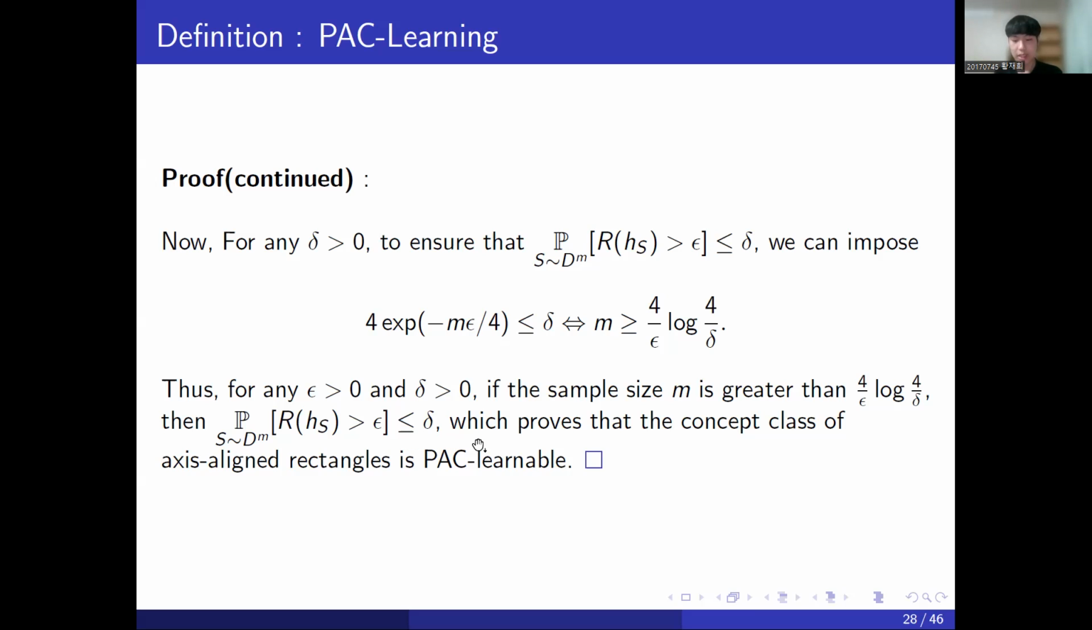And if the size m is greater than this, which proves that the concept class of axis-aligned rectangles is PAC learnable, and this is a PAC learning algorithm. I know that it is almost impossible to understand the whole proof at once because it was very hard for me when I was studying this. So I briefly summarize the main ideas of this proof.